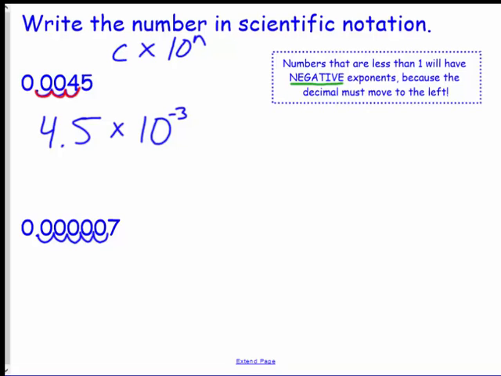Sometimes you guys might be tempted to stop here, but notice this is 0.7. That's still not greater than or equal to 1. So I have to move it once more, and now I actually have the number 7. So think about this now.